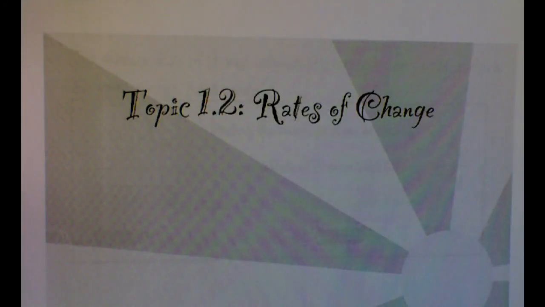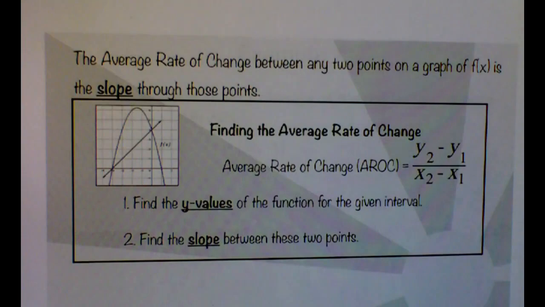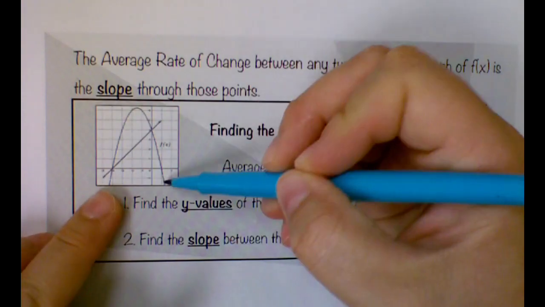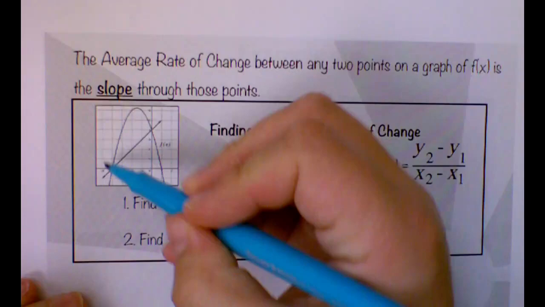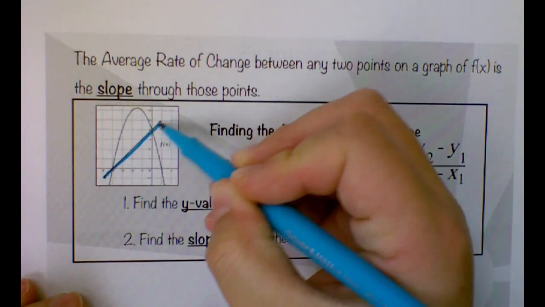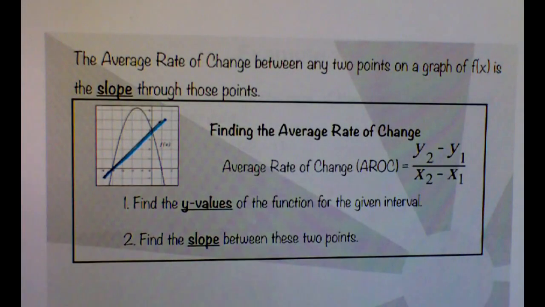All right, this is our lesson on rates of change. So we'll start off by talking about the average rate of change between any 2 points on a graph of f of x. It is just the slope of the line through those points. So notice that a parabola here does not have an actual slope. The average rate of change, if I connected those with a straight line, we find that slope.